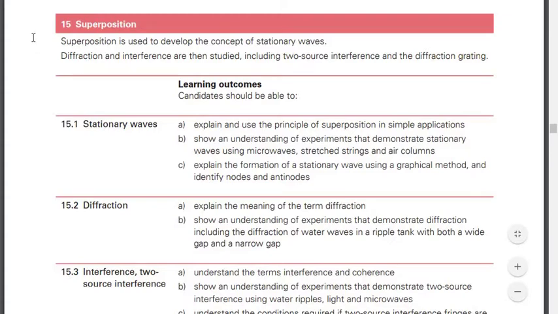Right, তারপরে stationary waves. First of all, this is something I want to talk about. Stationary waves, which are also known as standing waves. ঠিক আছে, কি কি জানতে হবে? Principles of superposition in simple applications, understanding of experiments that demonstrate waves using microwaves, stretch strings and air columns, and explain the formation of stationary waves using a graphical method and identify nodes and antinodes. Alright, so first of all, যে জিনিসটা দরকার is the basic conception of a standing wave, like what exactly it is. So এখন পর্যন্ত আমরা যতগুলো ওয়েভ পড়ছি, what sort of waves were they called?